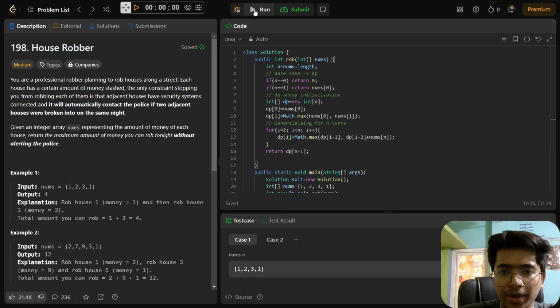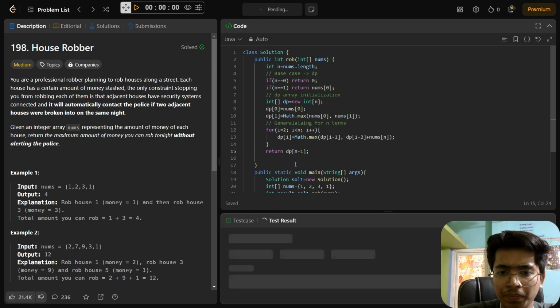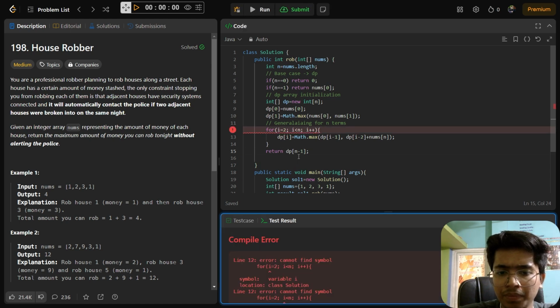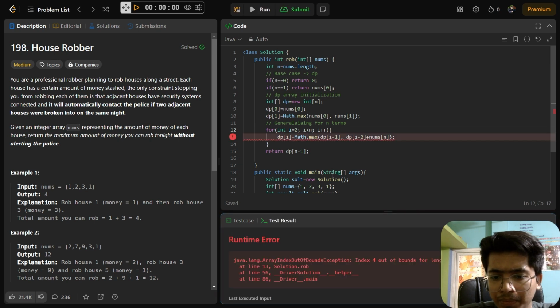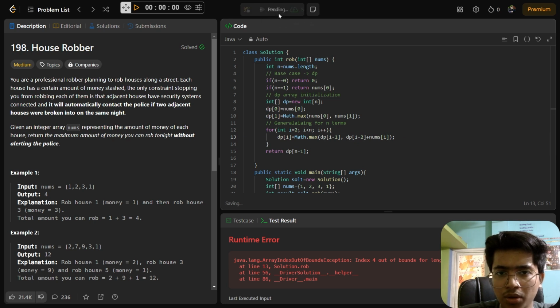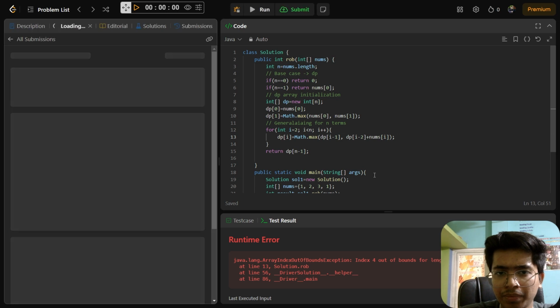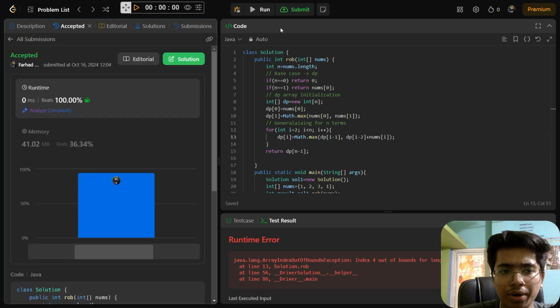Okay, now we'll be running the program. Let's see if it works or not. We initialized it as an error. We also have to generalize this. We just made that mistake. So now we are submitting. Okay, our program got submitted.